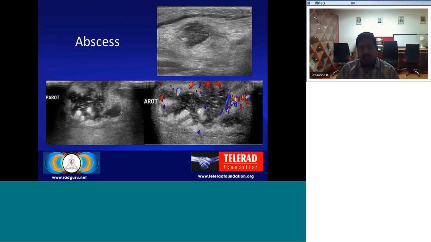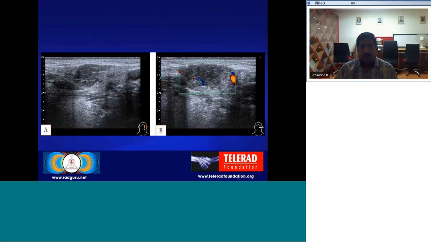Clinically, an abscess may not be easy to diagnose. So ultrasound would be the easiest and best modality for the diagnosis of an abscess, particularly a parotid abscess. Sometimes there can be gas lobules seen within the abscess. Another example: there is a small focal abscess with surrounding hypervascularity, but liquefaction at the center without any vascularity.